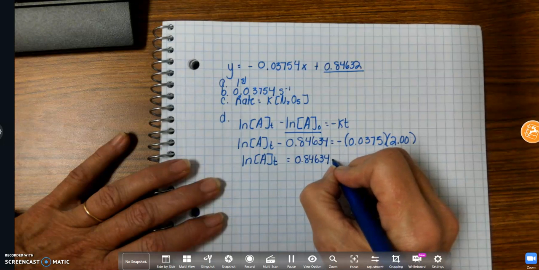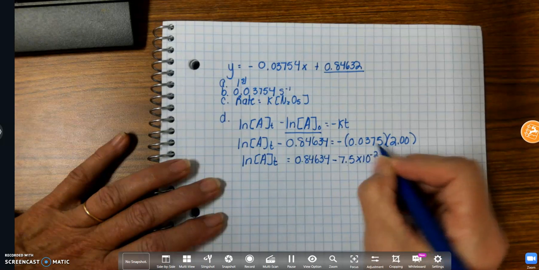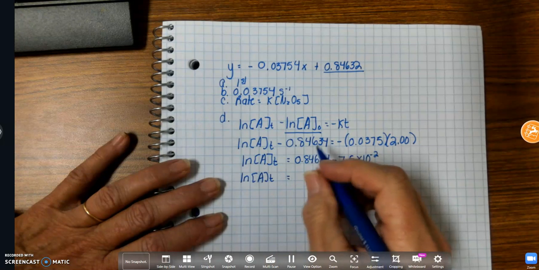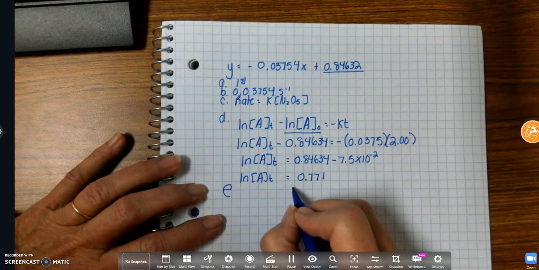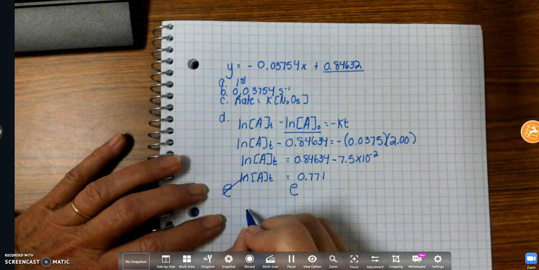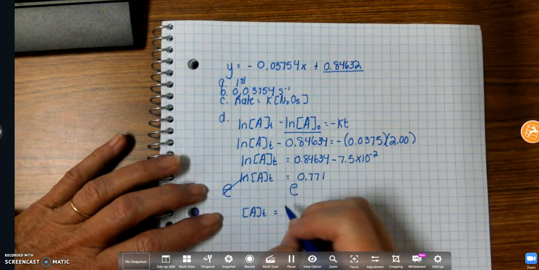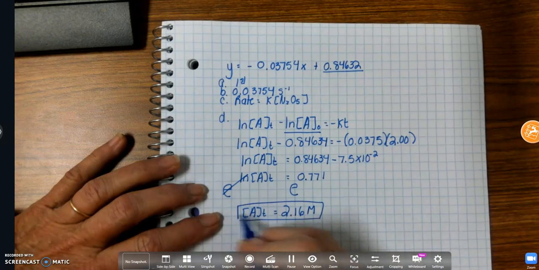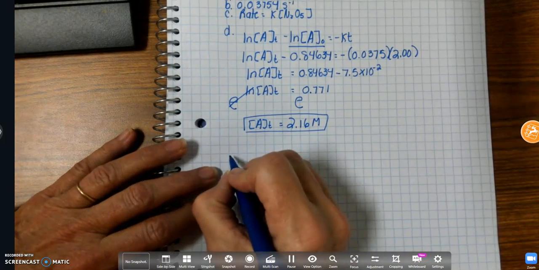I go ahead and rearrange everything, and I get 0.84634 minus 7.5 times 10 to the minus 2. That means log of A at time t is equal to 0.771. I'm going to take the inverse log of each of these. That cancels that out. That means that A at time t is equal to e to the 0.771, which is 2.16 molar.